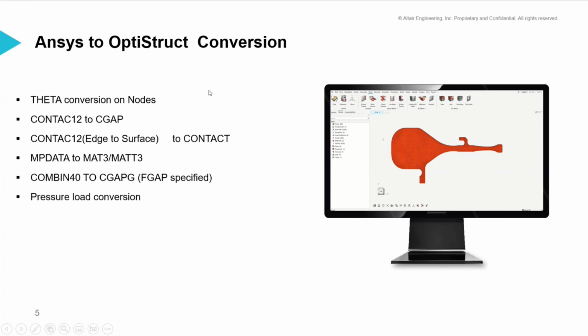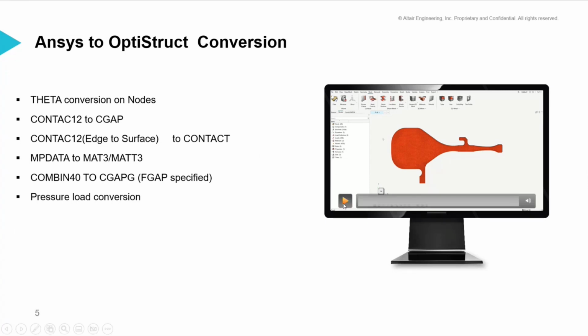So for this conversion, the first thing we took is the theta conversion on nodes. See, in ANSYS, I have the theta specified on the node. So on conversion, I have to create a system mapping to the theta on the node in the ANSYS interface, which was very tedious and cumbersome for the customer. So keeping that in mind, we have supported that in conversion.